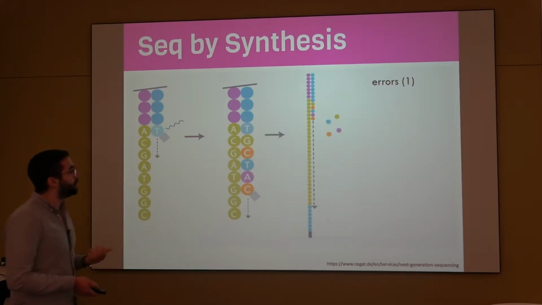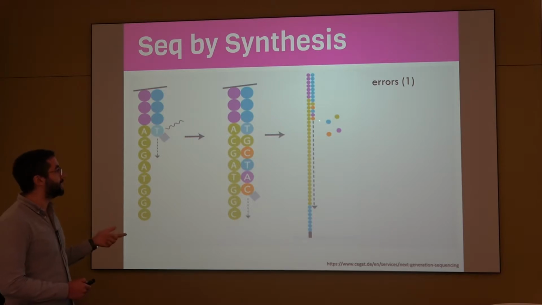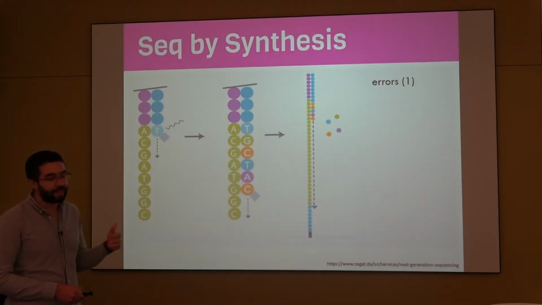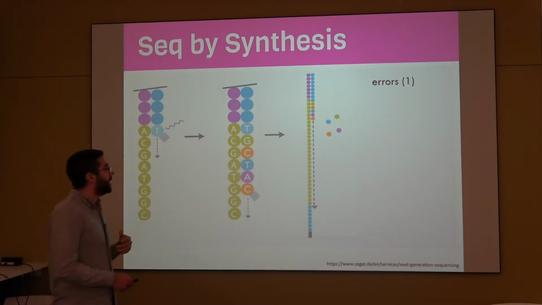And so what you have at the end is, from your initial DNA sequence, that is a single strand, you can, by adding nucleotides one at a time, applying light, taking a picture, start knowing how this original strand looked like.